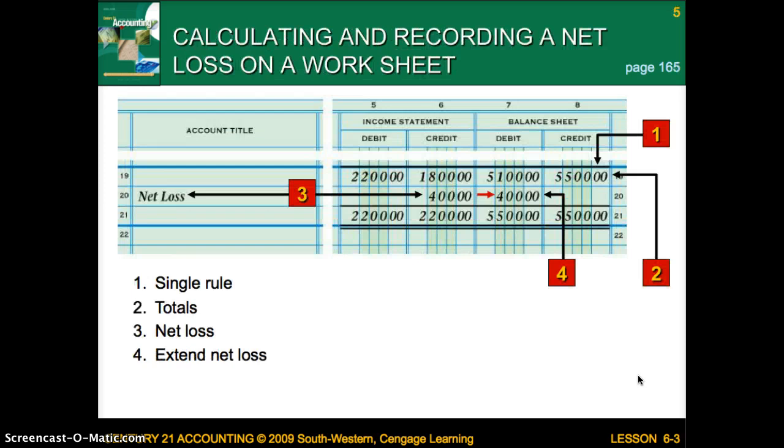Calculating and recording a net loss on a worksheet. This is what we just showed. Your income statement would be credited, your balance sheet would be debited. Same exact thing here. Single rule, do your totals, your net loss, and extend your net loss down to your totals. These two should match, these two should match, and then double rule at the bottom.